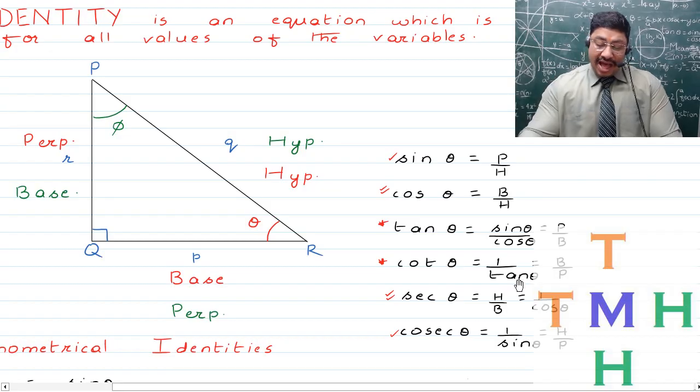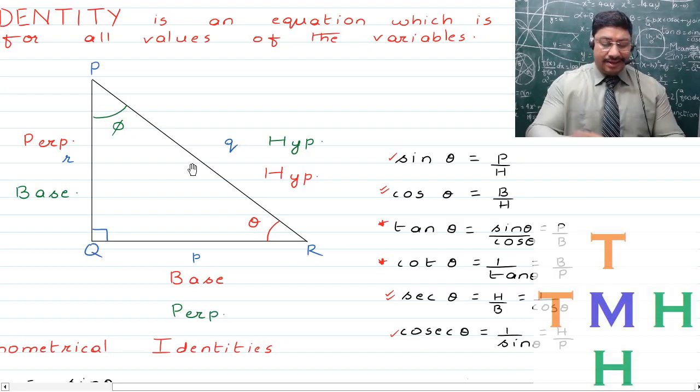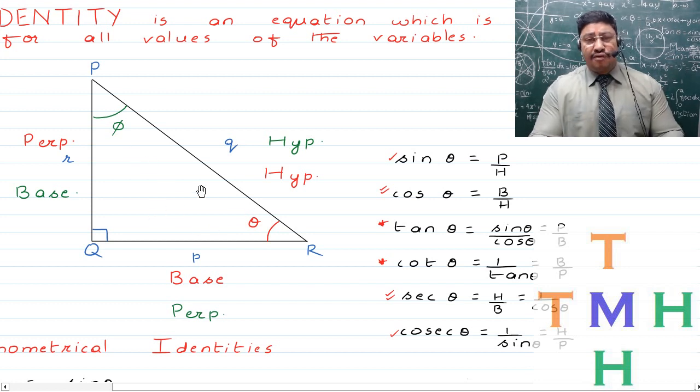Next, children, we have cot theta, which is actually the inverse of tan theta, and thus it is base upon perpendicular. Next, we have sec theta, which is the inverse of cos theta, and that is hypotenuse upon base. Right. Next, we have cosec theta, which is the inverse of sine theta, and it is hypotenuse upon perpendicular. So these are the trigonometrical ratios which relate the sides with the angles of a triangle.